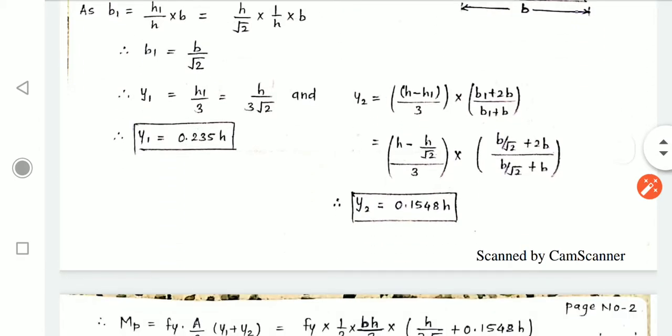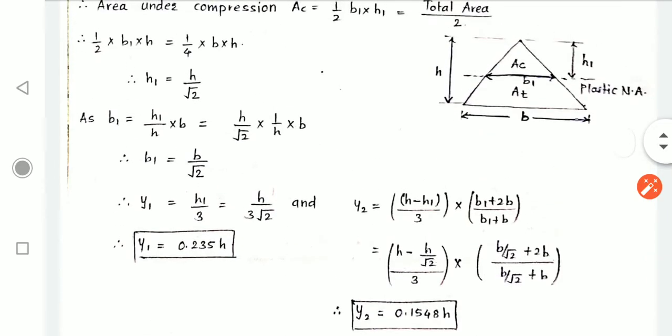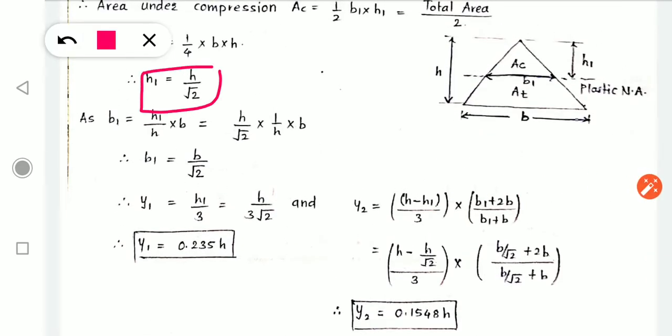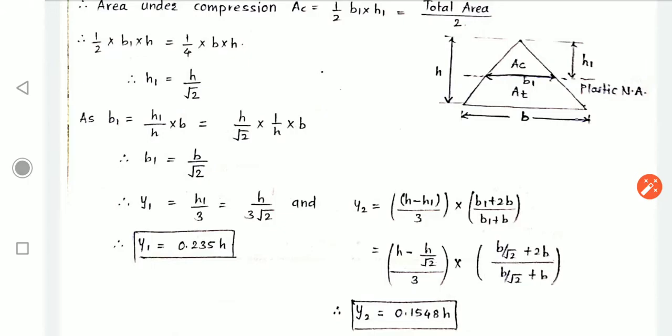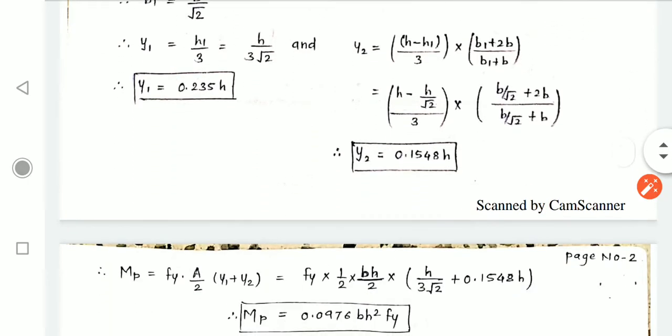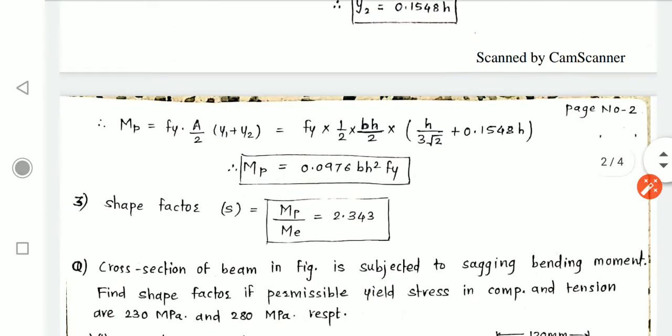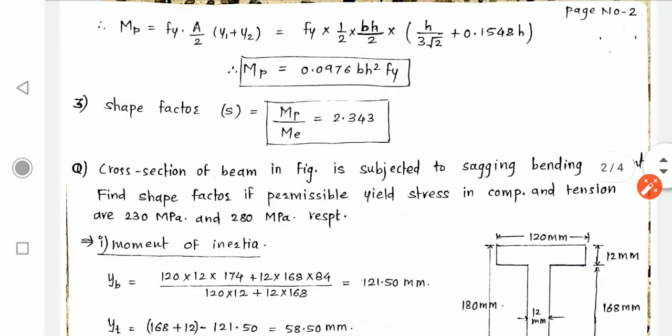Now the next step is putting the values of h1, because we already know the h1 value, we already calculated it, it is h by root 2. Put the h1 value everywhere, yes, only at the one place, and try to simplify this. You will get Y2 equals 0.1548h.